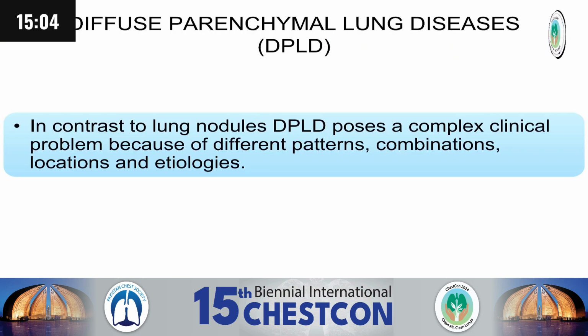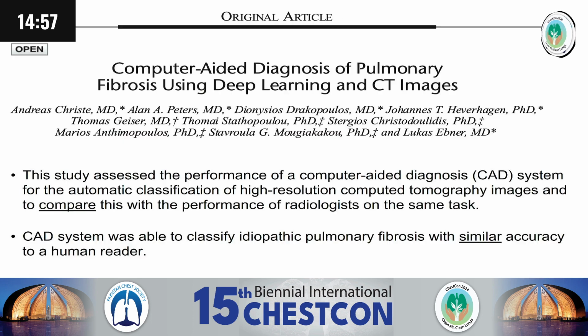Diffuse parenchymal lung disease obviously is much more difficult compared to lung nodules or pneumothoraces because of the different patterns. This is one of the first studies, and basically it showed that when you use a computer-aided diagnostic system, it was able to classify IPF with similar accuracy to a human reader.